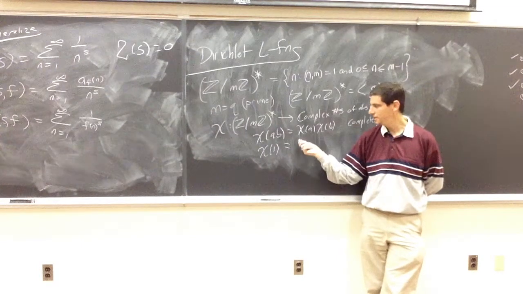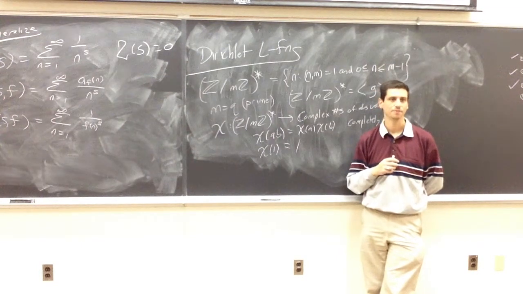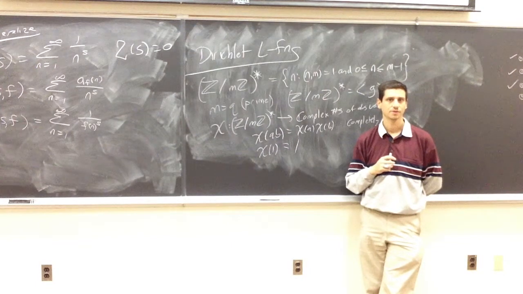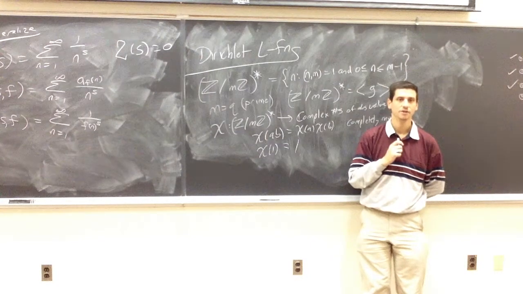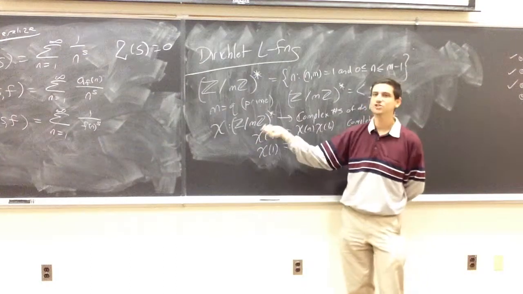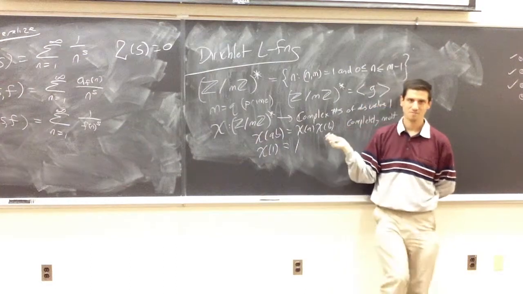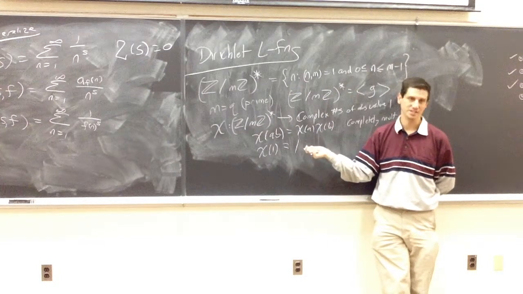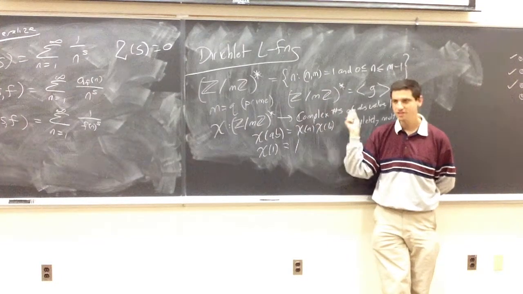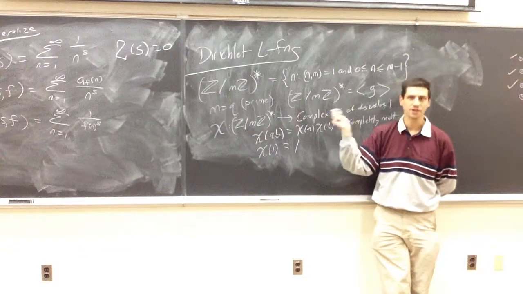1. Is there any other possibility for chi of 1? It has to do with the identity. It could be 0. So if I say it's a group homomorphism, and I'm saying it's also mapping to complex numbers of absolute value 1, it's got to be 1. There's no other possibility the way I've phrased things.